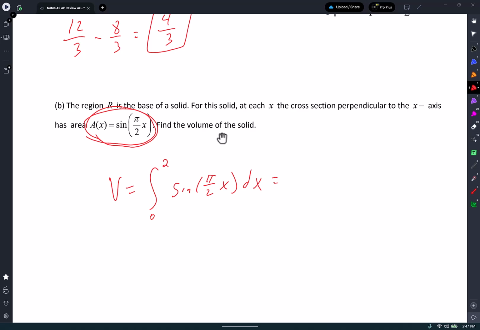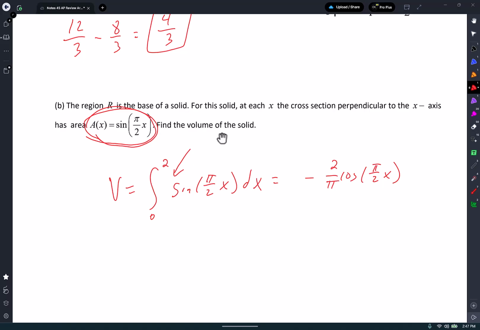Positive or negative? Negative. Negative cosine of pi over 2x. Now look, chain rule. If I would have done a derivative, I would have multiplied by pi over 2. I don't have a pi over 2 in the front of that sine. So what do I put in the front of the cosine here? 2 over pi, the reciprocal.